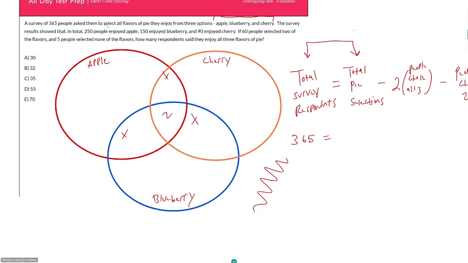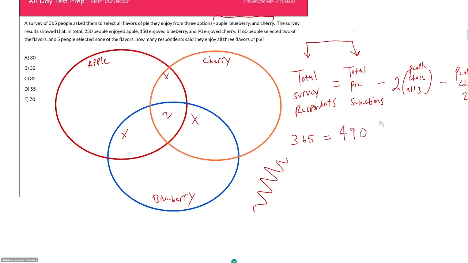So we got three flavors, apple, blueberry, cherry. The survey results showed that in total, 250 people enjoyed apple, 150 enjoyed blueberry, 90 enjoyed cherry. So those are our three rings, right? So if we sum those up, those should be our total pie selections. So what is the sum of those three things? 250 plus 150 is 400, plus 90 is 490.